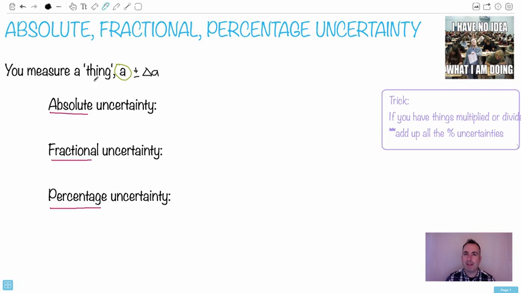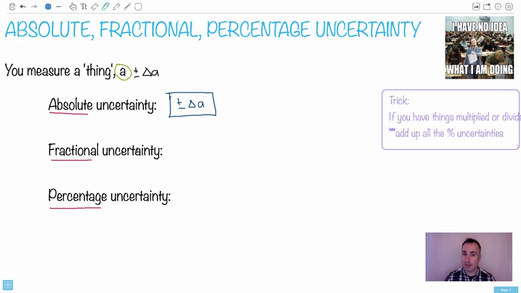So the definition of absolute uncertainty is super easy. The absolute uncertainty is just plus or minus delta A. In other words, the absolute uncertainty is the actual value of your uncertainty. So if you're measuring a distance of 2.0 meters, then the uncertainty would be like 0.1 meters. So it's an actual literal value.